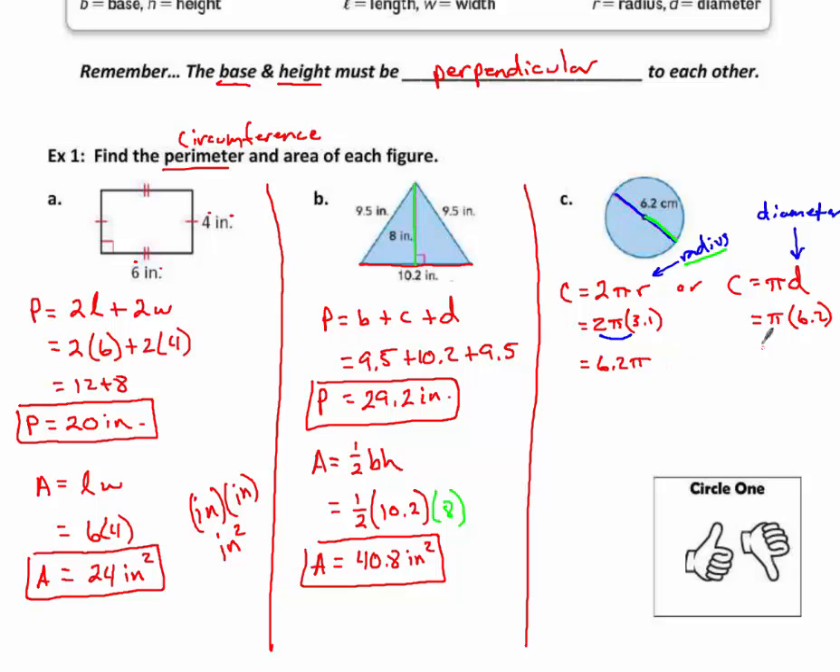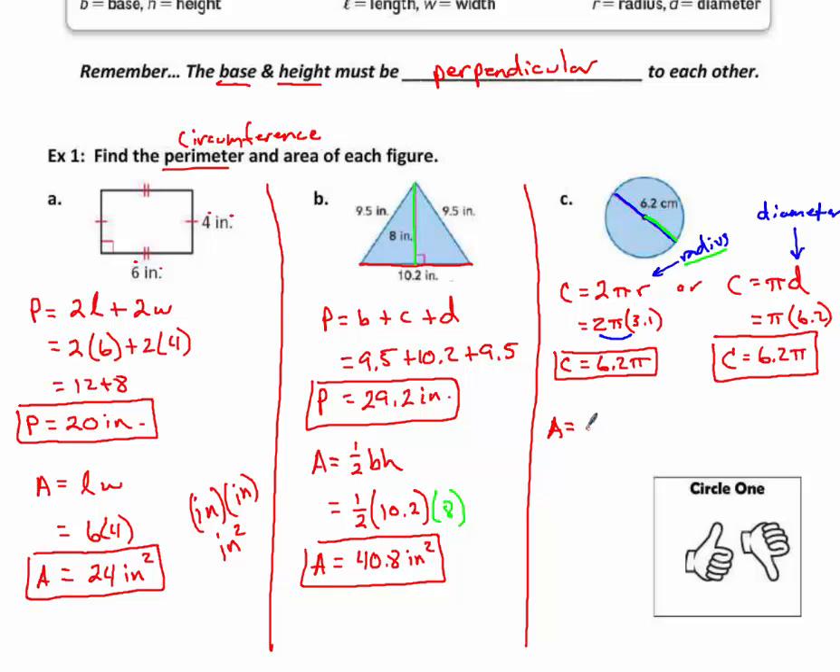So either way, we have the same answer. And for now, let's just leave it like that, because we want to get used to leaving the pi symbol in our answers. Because I'm not trying to paint this circle, I'm not trying to lay tile on it or build a deck on it, so I don't really care how long it is rounded to the nearest tenth or anything like that. I'm just going to know that it's 6.2 pi.